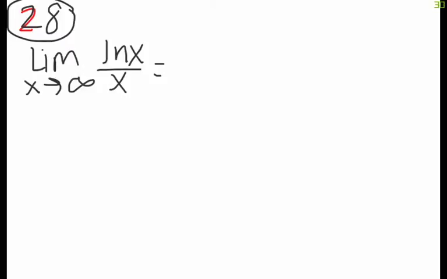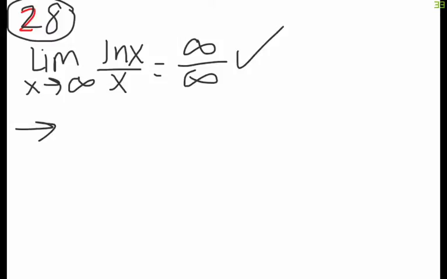Infinity over infinity? Yep. Good. And what's my top going towards? Infinity, if I'm not mistaken. Correct. Good. And the bottom? Just straight up infinity. Great. Good. So that means we're good to go. I threw one of these in there just to remind you infinity exists.